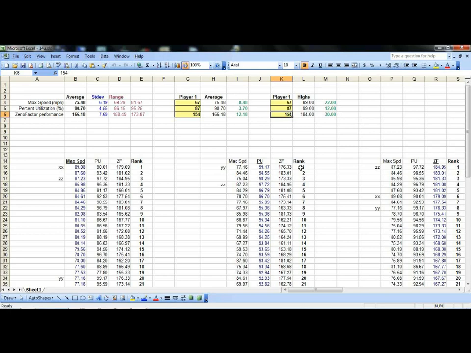So right away, with just three very simple numbers, we already know a lot about this athlete. We know where this athlete, from a hitting perspective, lies relative to the elite population of peers, but we also have a pretty good idea of where we want to start looking in terms of a more in-depth analysis, as well as how we want to start to structure our training to be a little bit more individualized.